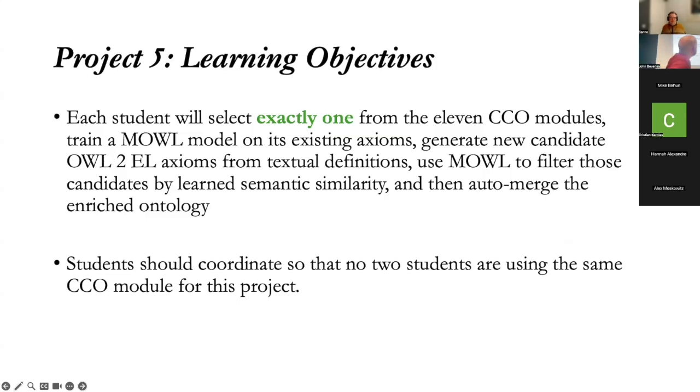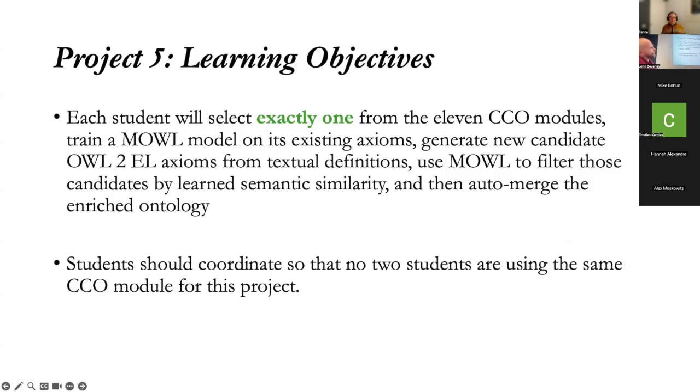Each student will select exactly one from the 11 modules, train a MOWL model on its existing axioms, and generate new candidate axioms from textual definitions. MOWL is restricted to the EL profile, so sophisticated cardinalities are going to be out of scope. Still, you can capture things like subclass of some existential restrictions, disjointness, and chains of subclass existential restrictions. You can generate these from the textual definitions, and I hope you do.